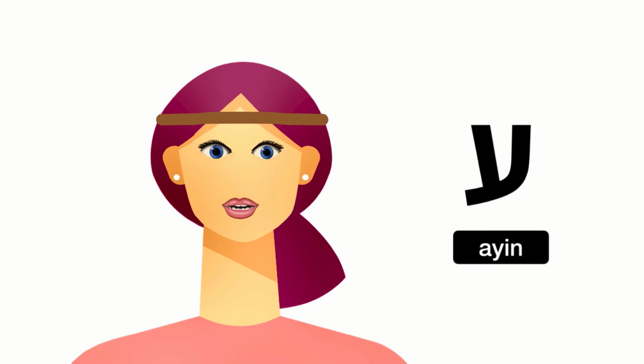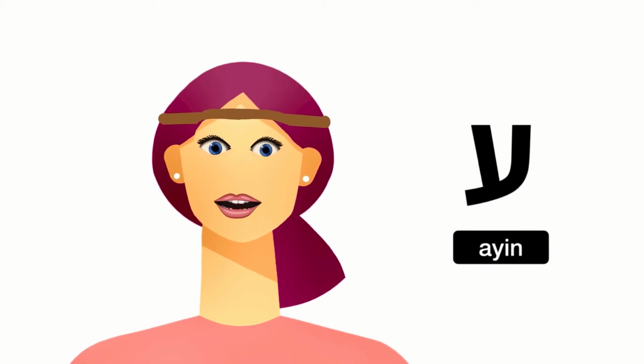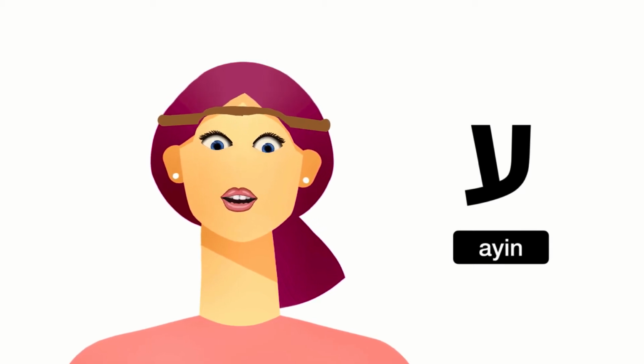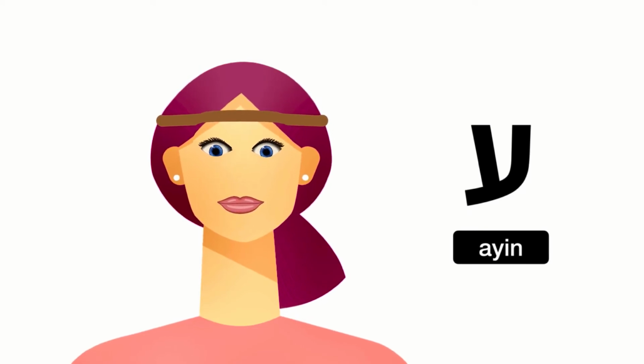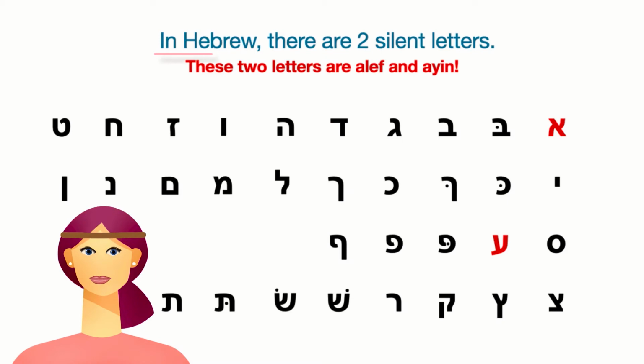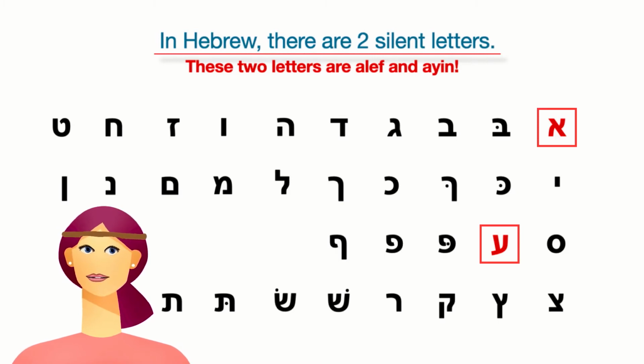Now, let's see this letter. Ayin. Is a silent letter. Its pronunciation depends on the nikud sign that is placed on it. In Hebrew, there are 2 silent letters. These are Aleph and Ayin. There are words where they are silent, and there are words where they adopt a vowel sound. In such cases, the vowel sound they adopt will depend on the associated nikud sign.